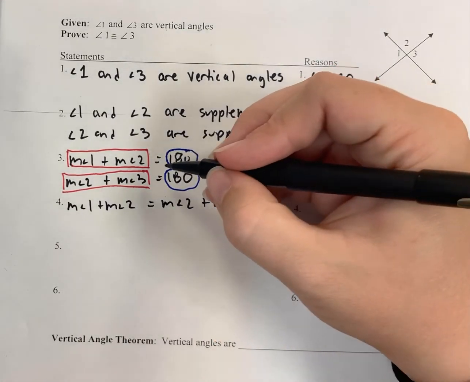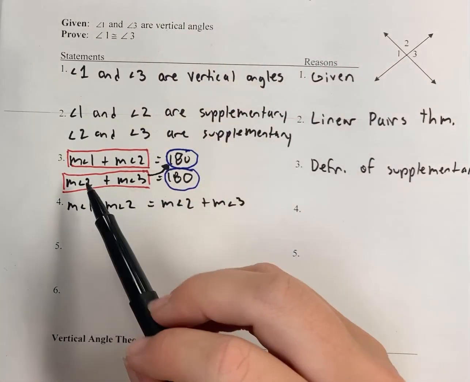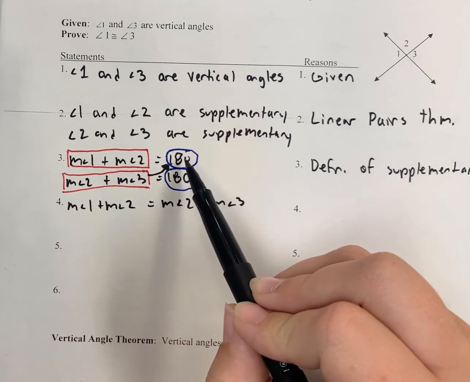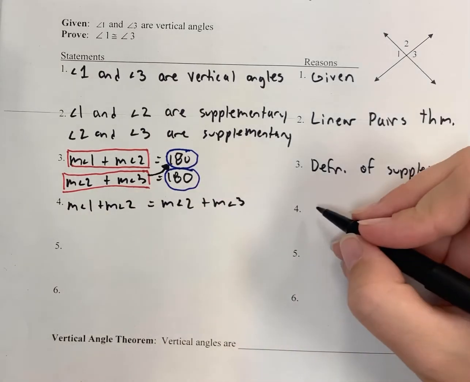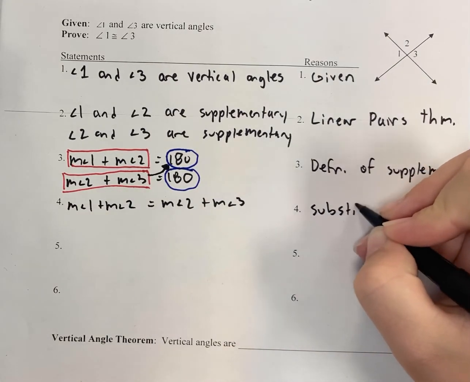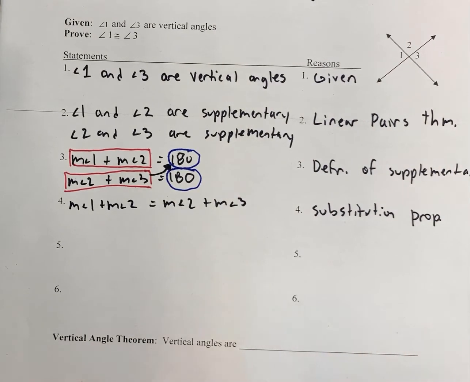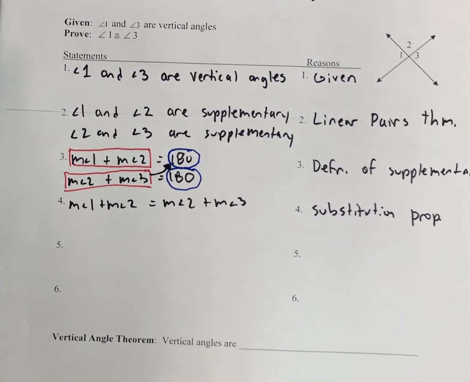The reason that works is because we're using substitution. You're basically substituting in the measure of angle 2 plus the measure of angle 3 for this 180, right? Because we said it equals 180, so you can substitute that in. So we are using the substitution property to do that. Okay, so now we have the measure of angle 1 plus the measure of angle 2, and the measure of angle 2 plus the measure of angle 3.